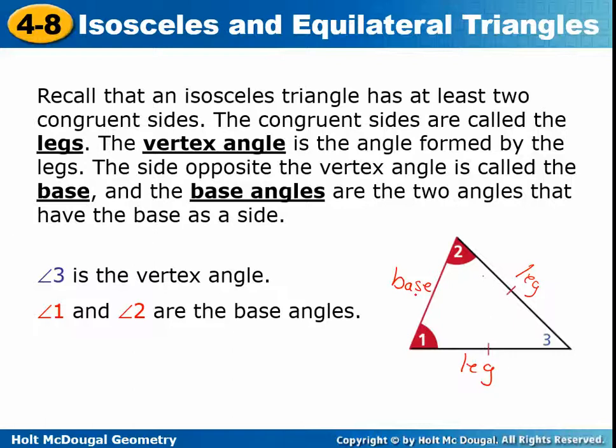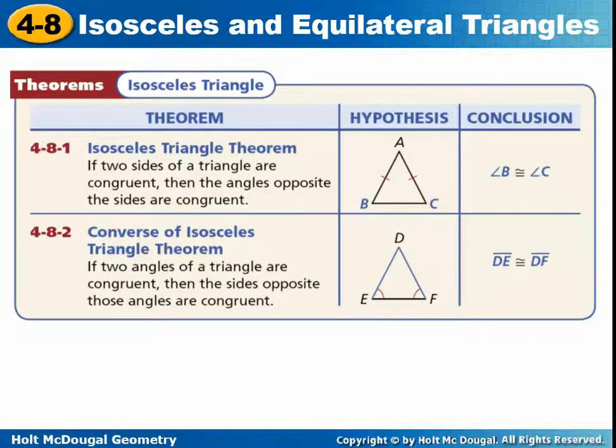The vertex angle is the angle formed by the legs. This is the vertex angle right here, angle 3. The base angles are opposite the legs, so they hook the base and the leg together. These are the base angles here. So in this picture, 1 and 2 are base angles, 3 is a vertex angle, the 2 legs are sides, and the base is the other side, that's not congruent. You need to know that because the theorems are sometimes worded with those terms in them.